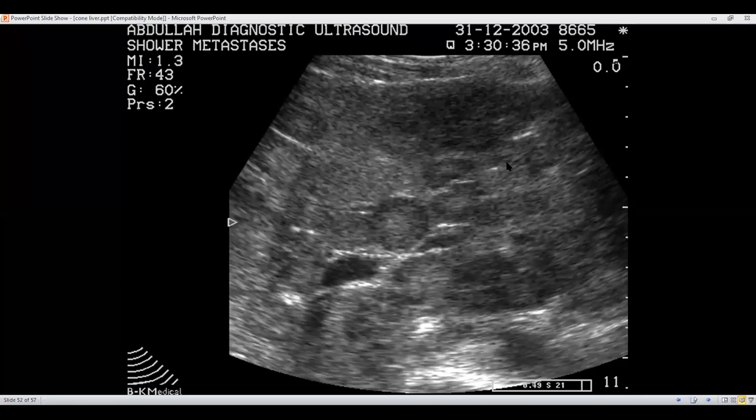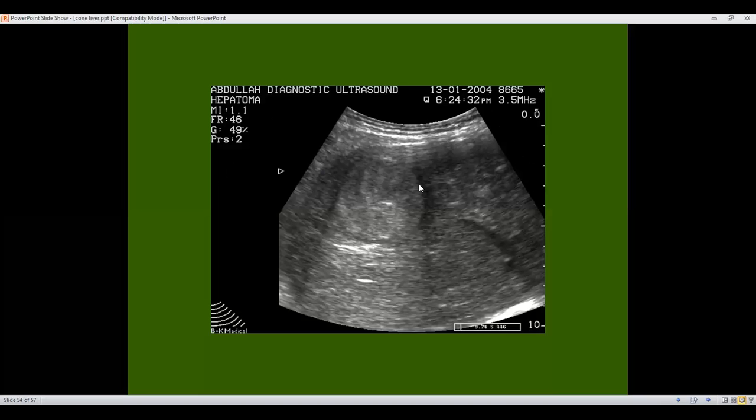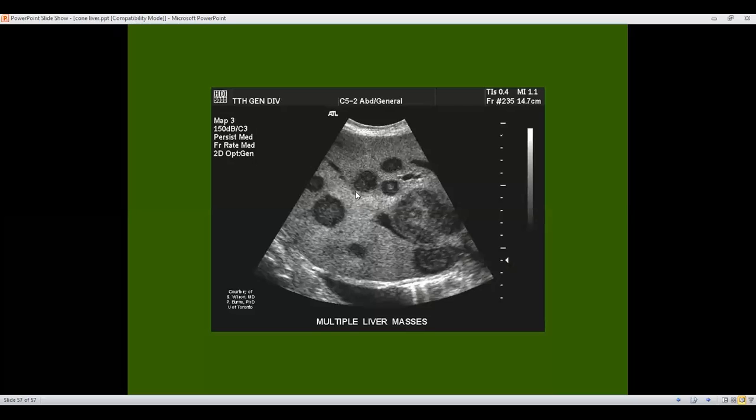Look at this, shower metastatic deposits, shower mets in the liver. Each one is surrounded by a black halo. So this is how malignant deposits are seen infiltrating the surrounding liver parenchyma. Here again, you can see the halo. Again, see the halo. And look at this halo, a huge mass, multiple masses.